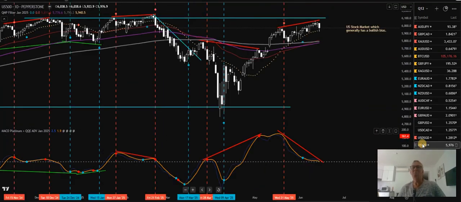US stock market. We're grinding up slowly, grinding up. Apparently the US and China have become mates again, or allegedly. Who knows? But we've got this divergence forming. You can see price is grinding up slowly, but the MACD is not following. Big divergence there. And we're getting to the previous high also.